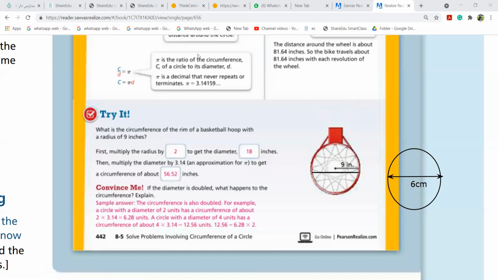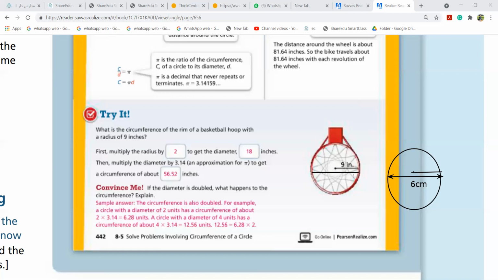Radius means from here to here. The whole thing is 6, my sweetie. From here to here. They ask you the half. Half of 6 is 3. So the radius is 3.